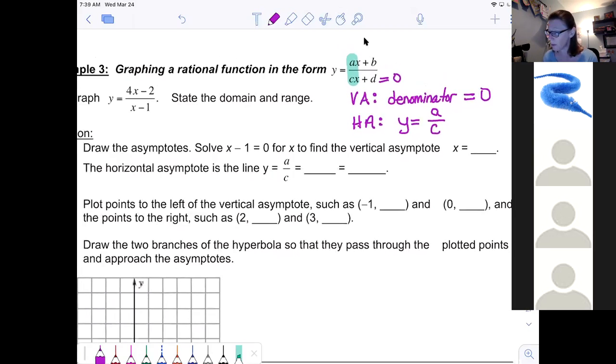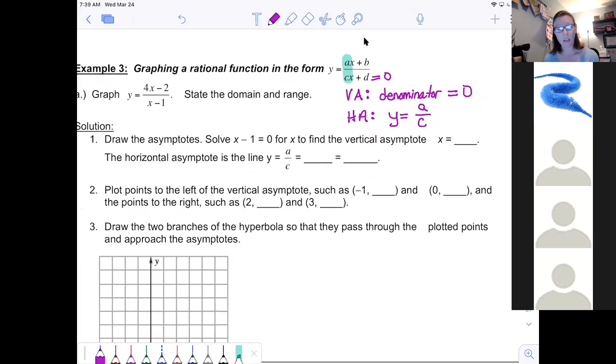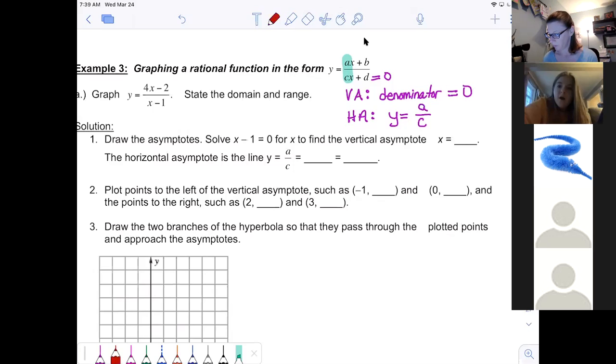So in this first example, it says, again, draw the asymptotes. Solve x minus 1 equals 0 for x to find the vertical asymptote. So Jaden, what would our vertical asymptote be if I solved that little equation x minus 1 equals 0? 1. Yeah. And then Jaden, it says the horizontal asymptote is the line y equals a over c. So what is the a value and what is the c value in our rational equation? So the a value, would it be 1 over 1? So would it still be 1?